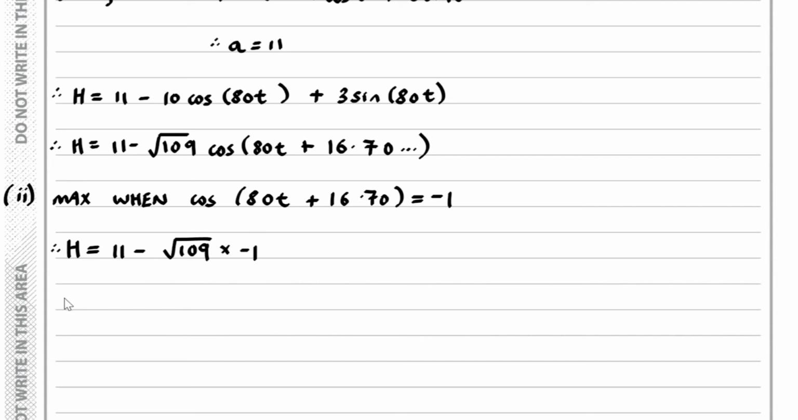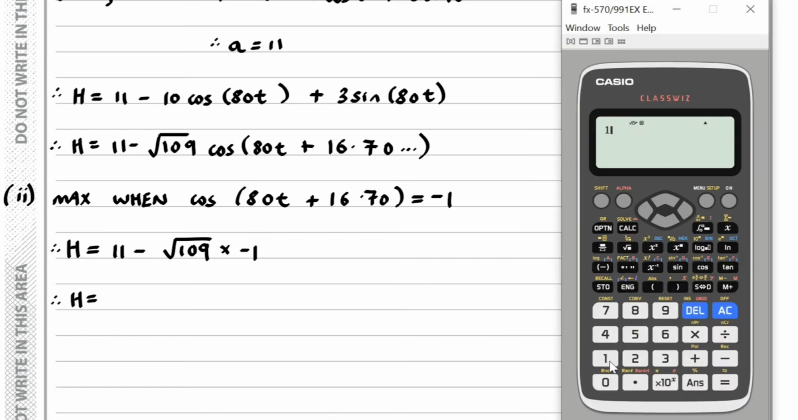And if I work out what this is, we'll give our answer to 2 decimal places. I've got 11 minus the square root of 109 times minus 1. As a decimal, I get 21.4 meters, given to 3 significant figures.